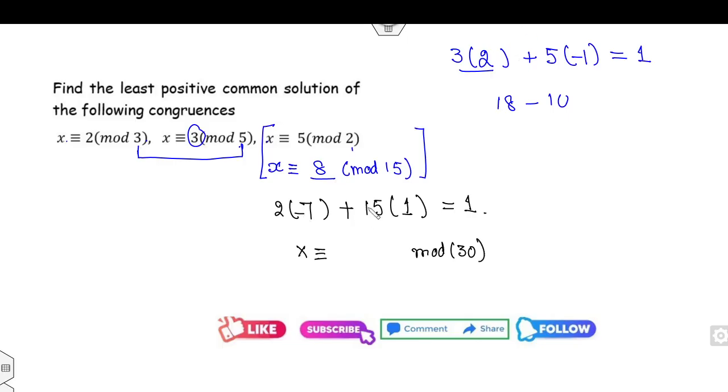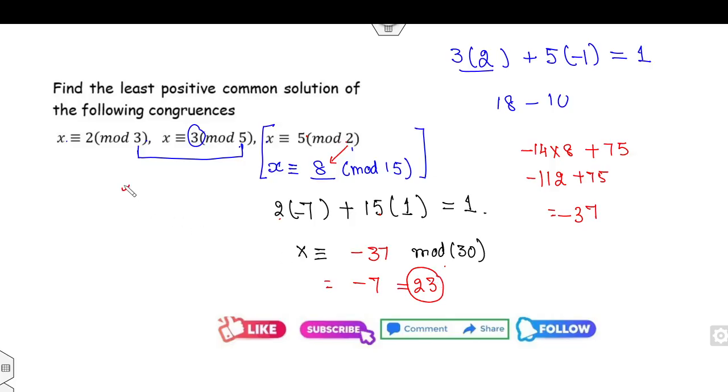So what is the right answer of this? It's a 2. Opposite of 2 is 8. So minus 14 into 8 plus 15 into 5, 75. So it will be minus 112 plus 75, that's minus 37. Minus 37 modulo 30 is minus 7, and minus 7 modulo 30 will be 23. So the right answer of this problem is 23.